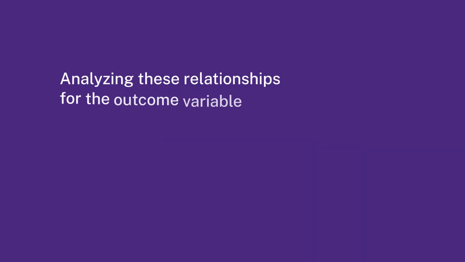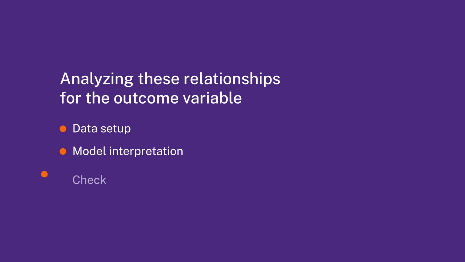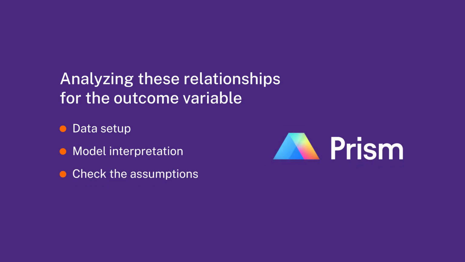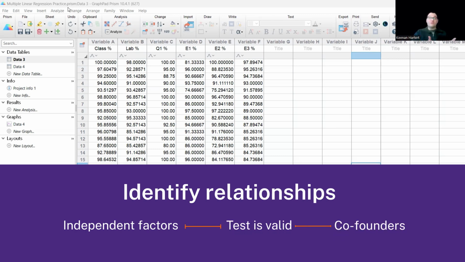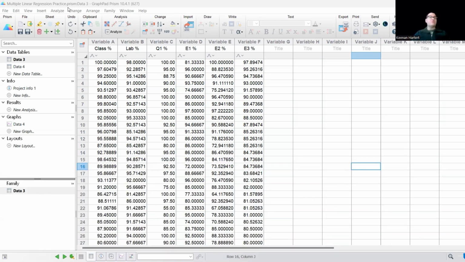So, analyzing these relationships for the outcome variable, we're going to do some data setup, model interpretation, and check the assumptions, and Prism has all these tools for you. We're going to help identify the relationships, not only between the independent factors that predict the outcome, but the relationship between them, and whether the test is valid, and if there are confounders, for example. This is one of our more robust statistical models because it can actually identify whether your model is trustable, essentially.